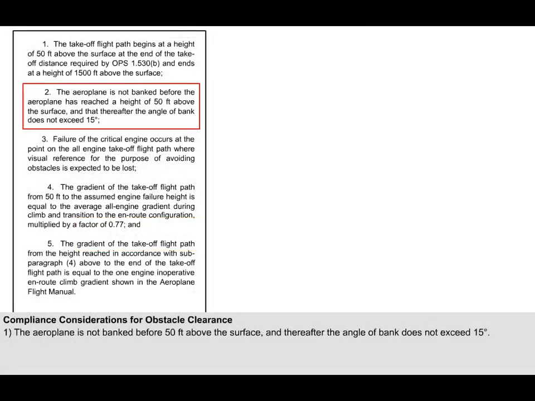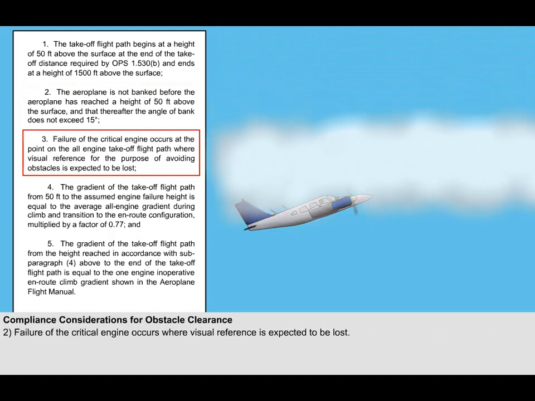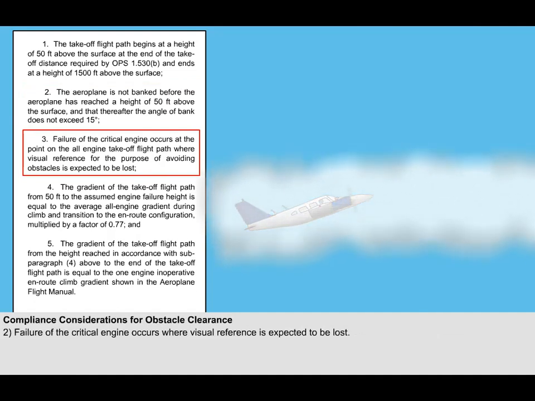The first of the compliance conditions is that the aeroplane is not to be banked before it has reached a height of 50 feet above the surface, and that thereafter the angle of bank is not to exceed 15 degrees. The second compliance is that failure of the critical engine must be assumed to occur at the point on the all-engine takeoff flight path where visual reference for the purpose of avoiding obstacles is expected to be lost.